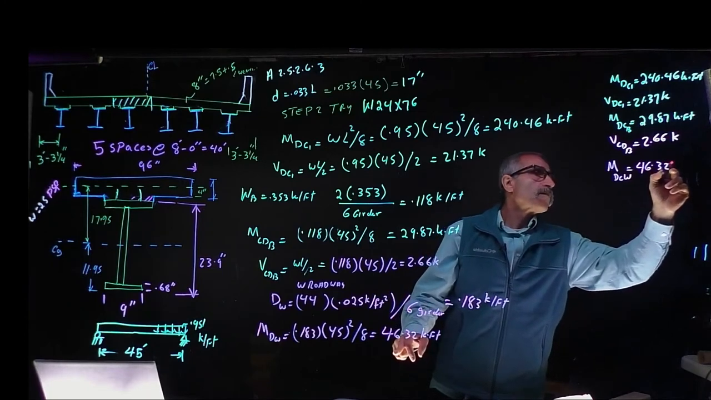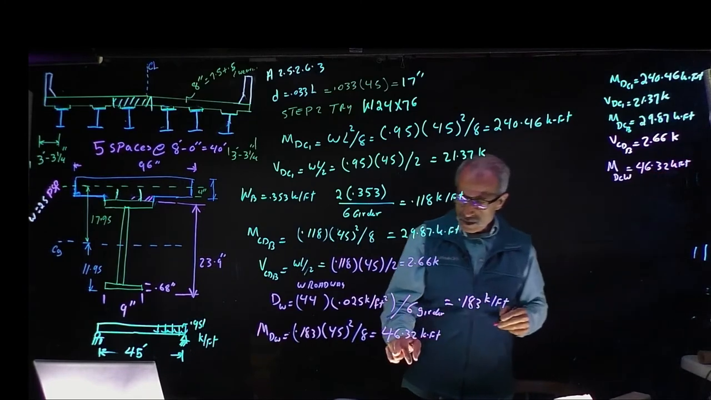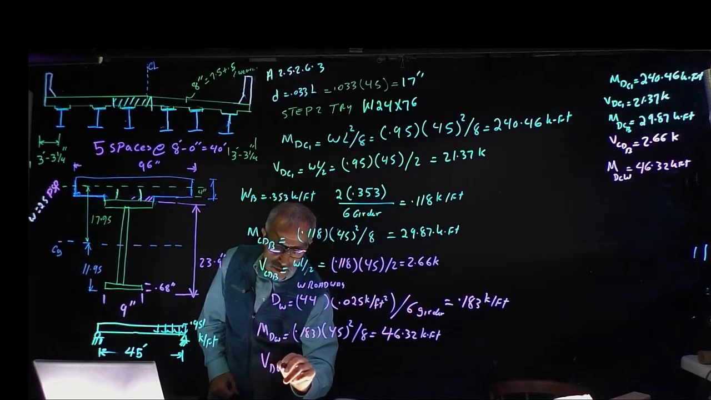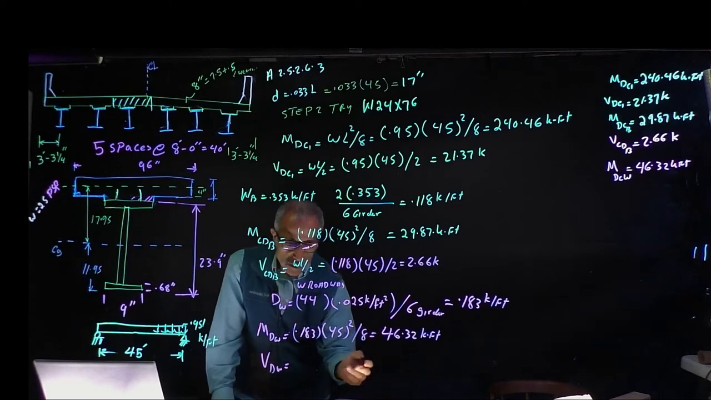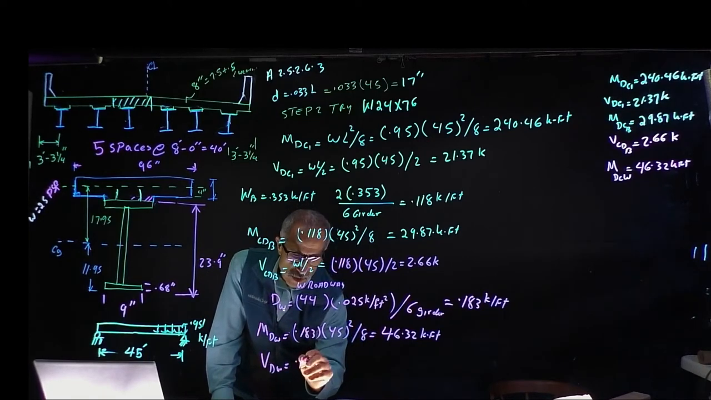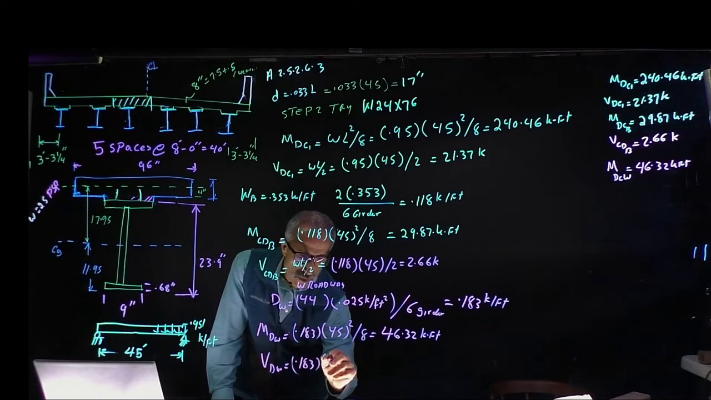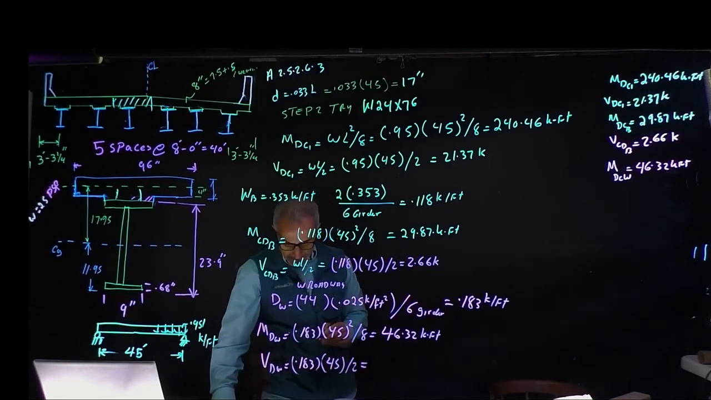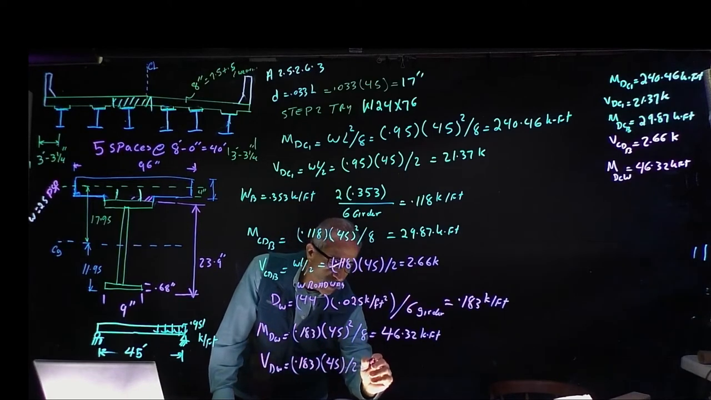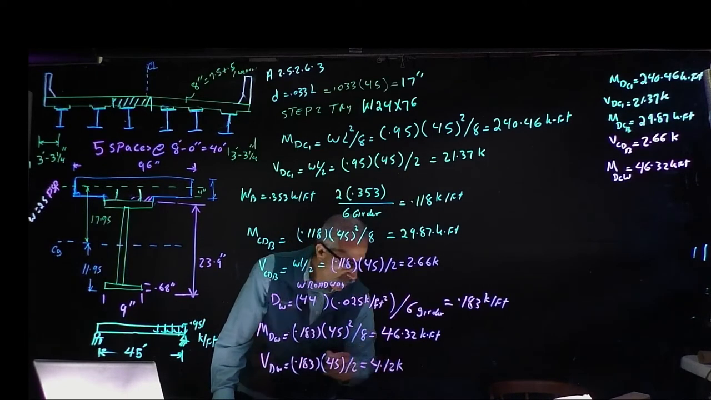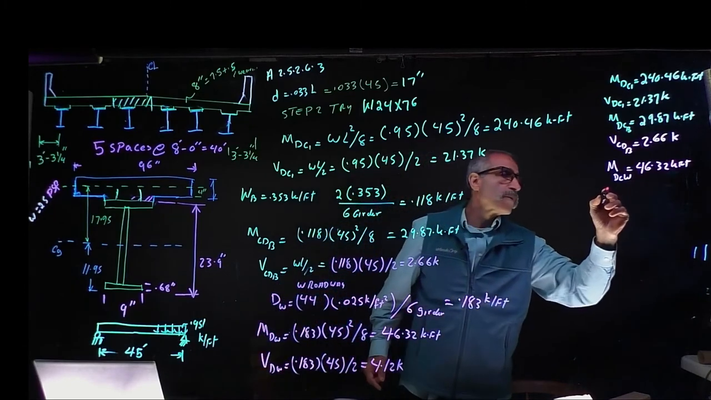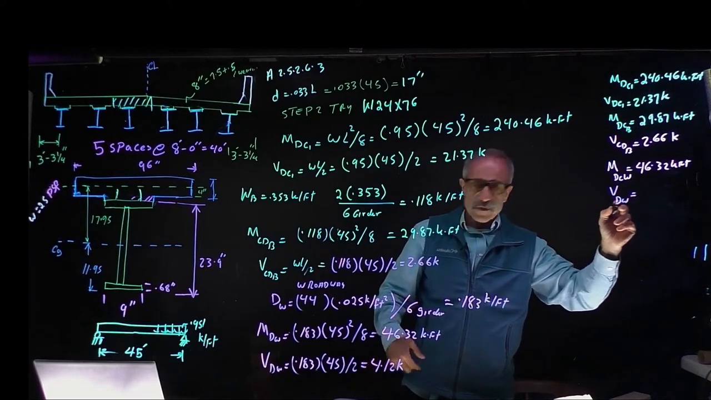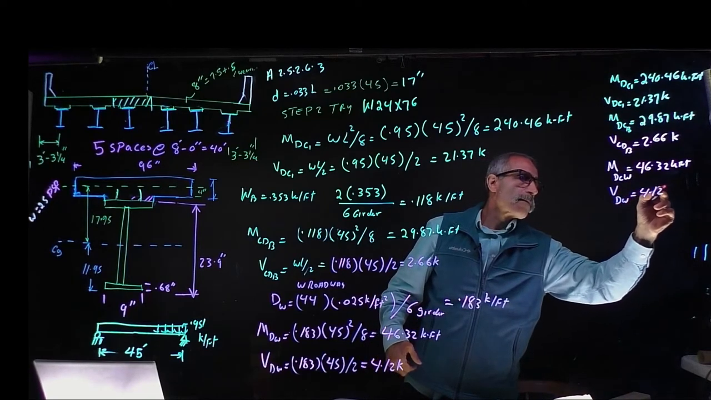Okay, kip foot. Again, same thing, let's find out the shear, VDW, and that is equal to WL divided by 2. W is 0.183, L is 45, divided by 2, and that comes out to 4.112 kip. So here VDW comes out to 4.112 kips. Okay.